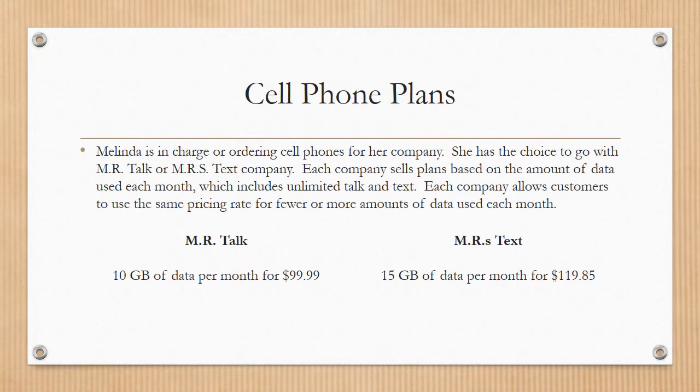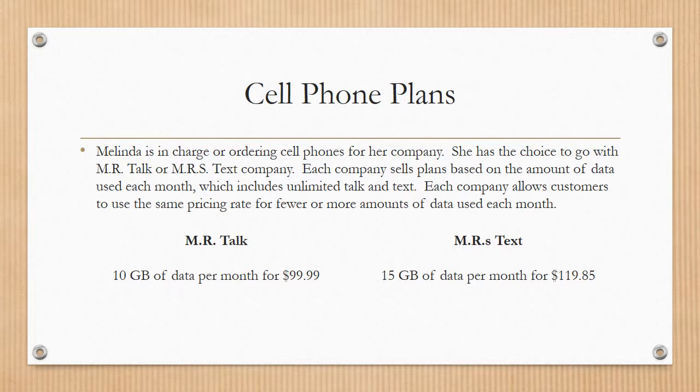Okay, we're going to shift gears here a little bit and talk specifically about rates. And this is the situation we're going to deal with here. Melinda is in charge of ordering cell phones for her company. She has the choice to go with MR Talk or MRS Text Company. Each company sells plans based on the amount of data they use each month, and this includes the unlimited talk and text. Each company allows customers to use the same pricing rate for fewer or more amounts of data used each month.